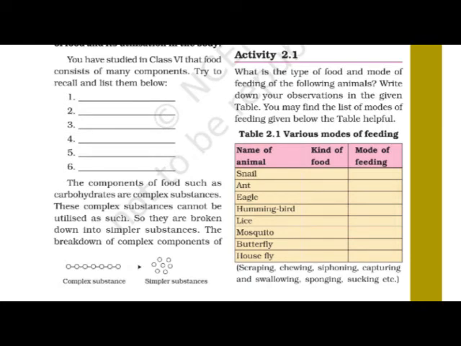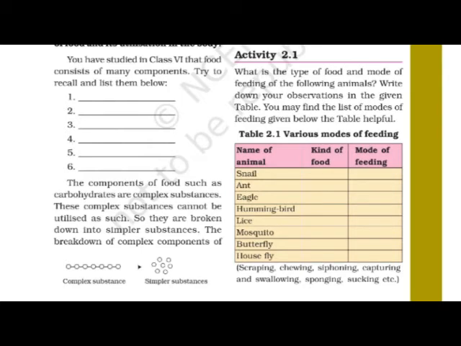The next one, ant. What kind of food does the ant eat, and what is the mode of feeding of the ant? The next one, eagle. What kind of food is eaten by the eagle, and what is the mode of feeding of the eagle? The next one, hummingbird. What kind of food is eaten by the hummingbird, and what is the mode of feeding? Next are mosquitoes, butterfly, and housefly. Okay, so all these animals' names are given.